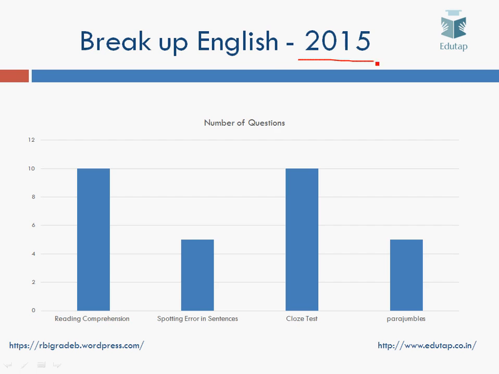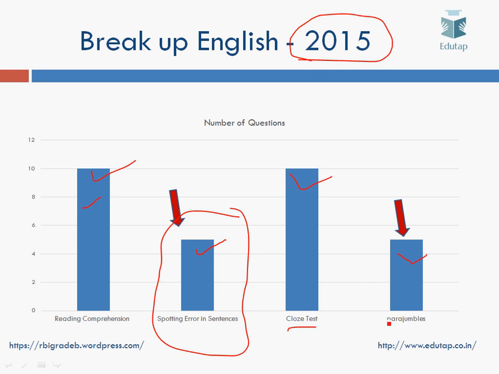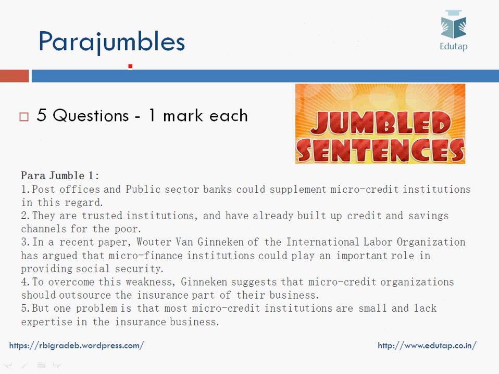In 2015, the breakup of English was like this. There were 10 questions from reading comprehension. Again in 2016 there were 10 questions, so this part remained constant. There were around 4 to 5 questions on spotting error, around 10 questions on Cloze Test and around 5 questions on Parajumbles. So these are the 2 topics on which there were questions in 2015 but not in 2016. Let us see these topics.